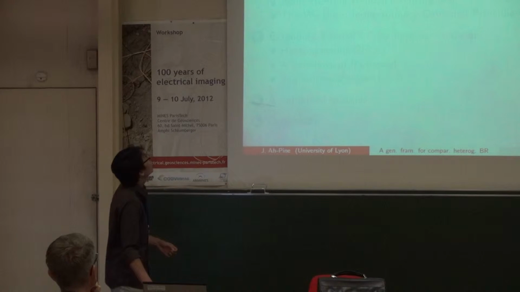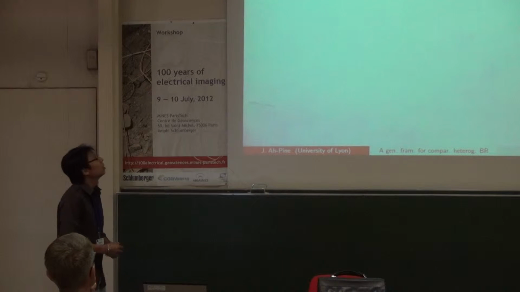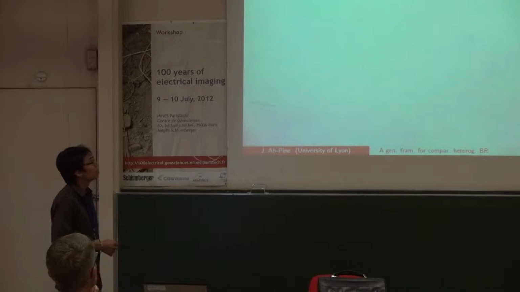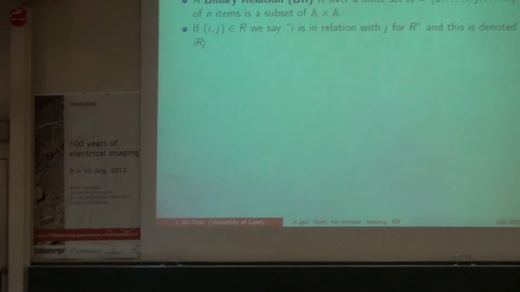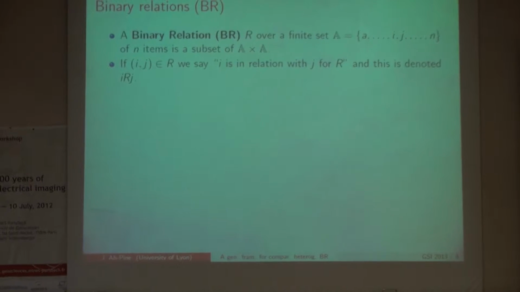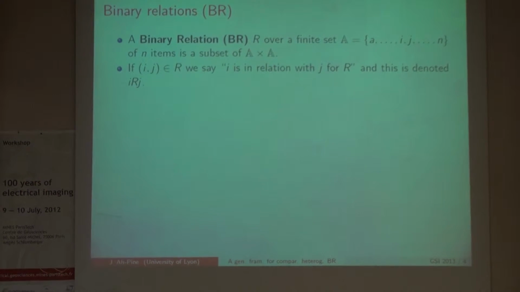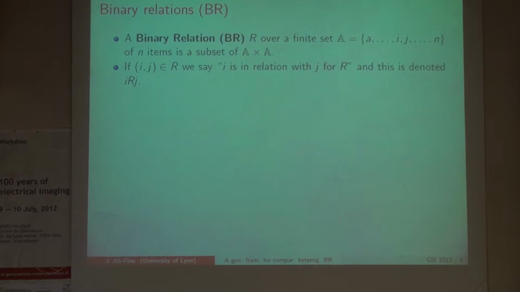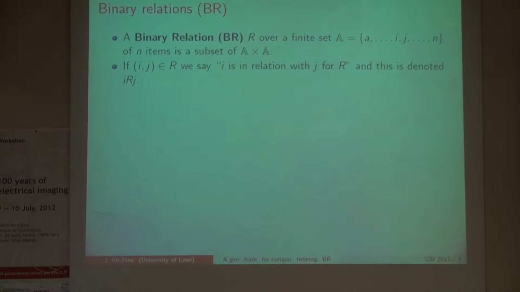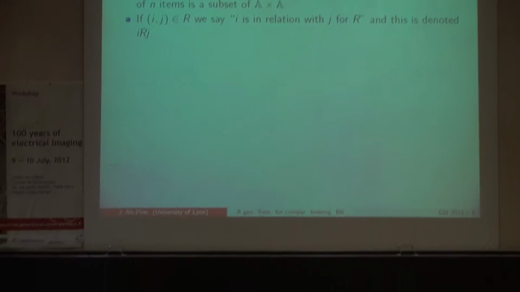Very rapidly, a binary relation R over a finite set A is typically a subset of the Cartesian product, so it's a set of pairs of items. If (i, j) belongs to R, we say that i is in relation with j for R, and this is also denoted i R j.